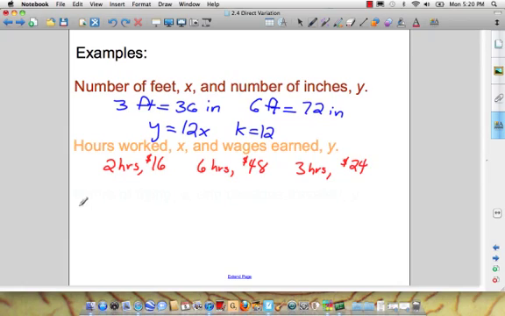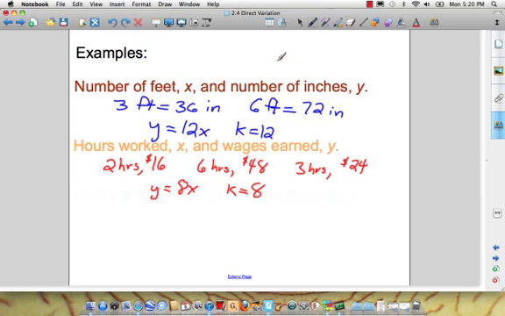Again, we can also represent this with an equation. The amount of money you earn, y, is based on the number of hours. What do you do to the number of hours? Well, I said you're getting $8 an hour. So in this case, the constant of variation is 8.